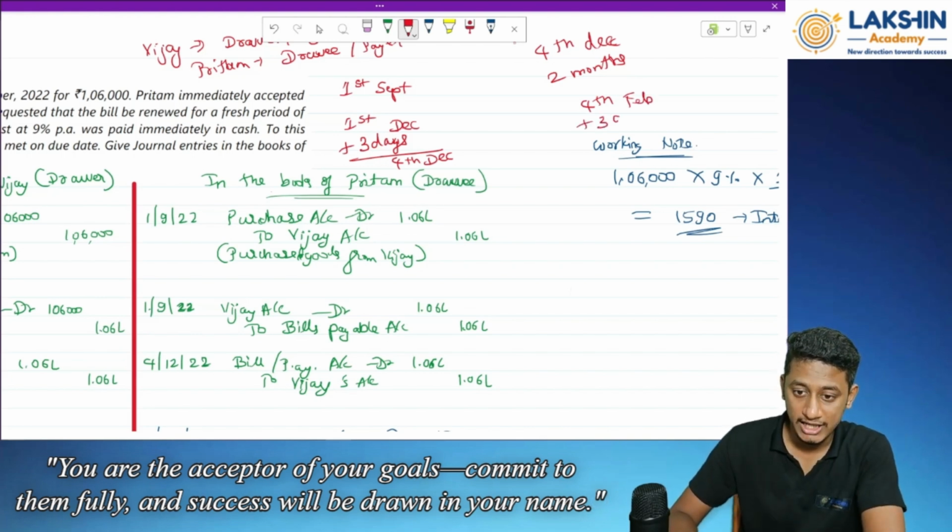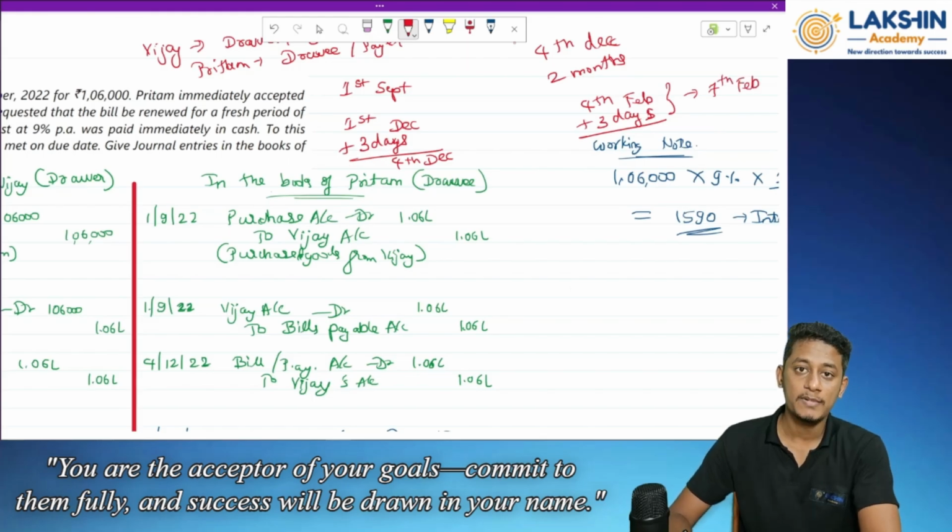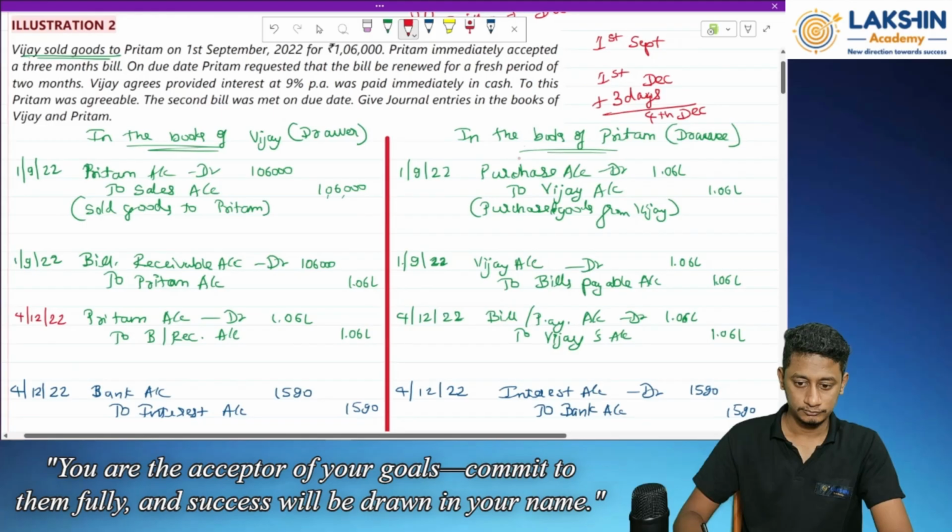Plus what again? 3 days grace period. So that will be how much? 4 plus 3, 7. So 7th of Feb will be the due date for the bill.